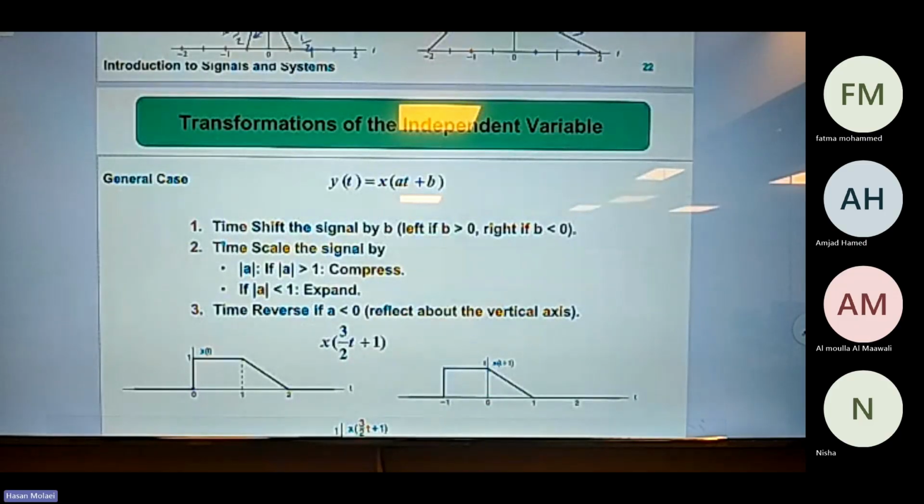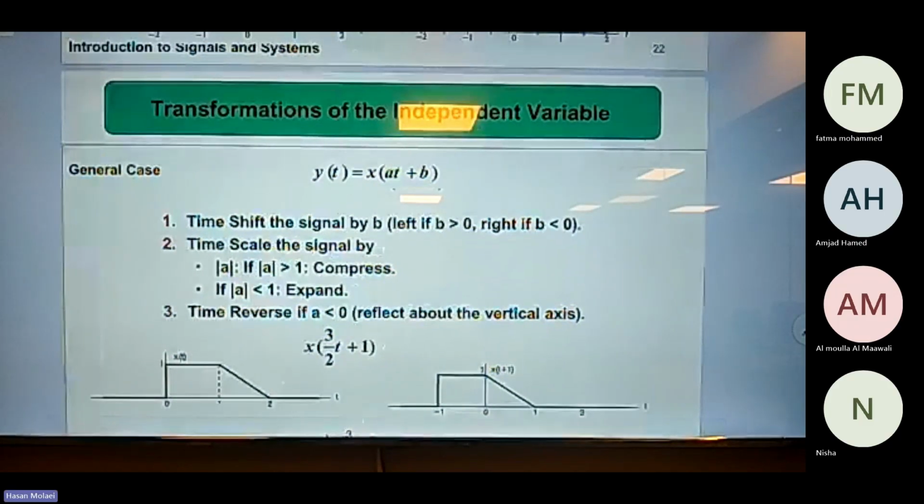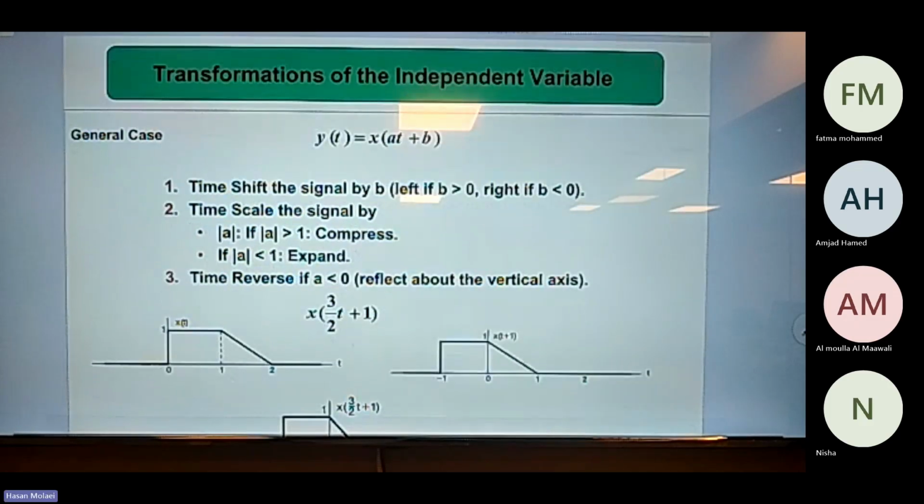If we have a combination of scaling, inversing, and time shift, at first we do the time shift. If b is negative, we move to the right. If b is positive, we move to the left. After that, we apply scaling, and at the end, we apply time reverse.